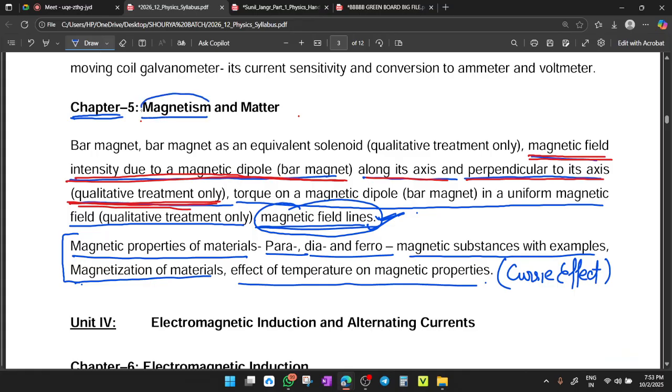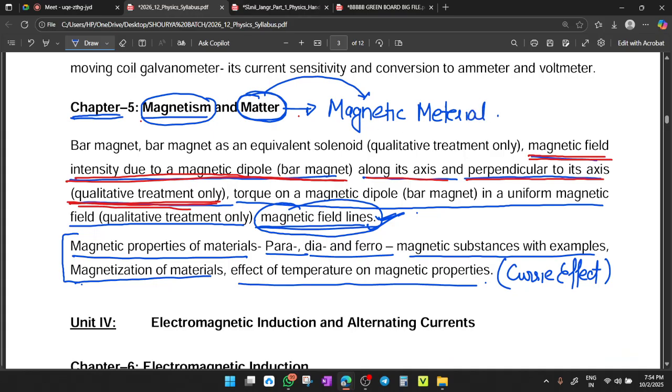Now we are moving to the second chapter, that is matter. In matter, we are focusing on the discussion of magnetic material. What does matter mean? Matter means material, and we are going to discuss magnetic material.